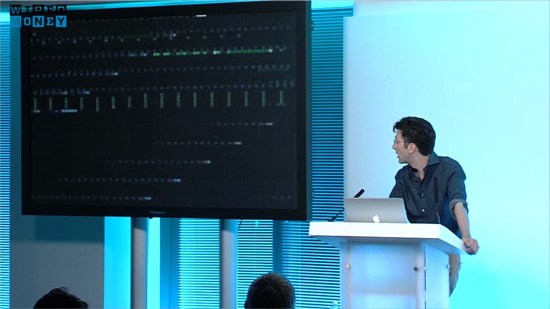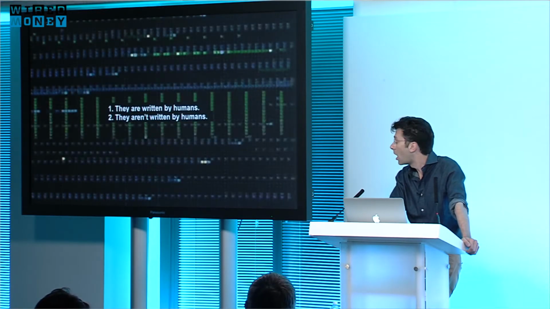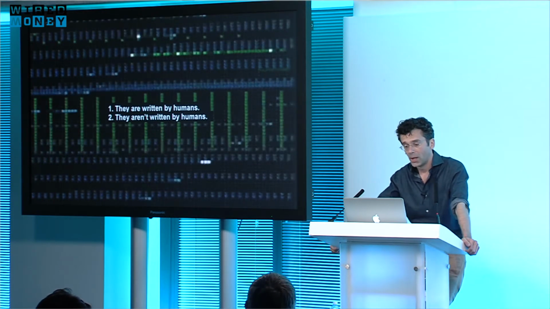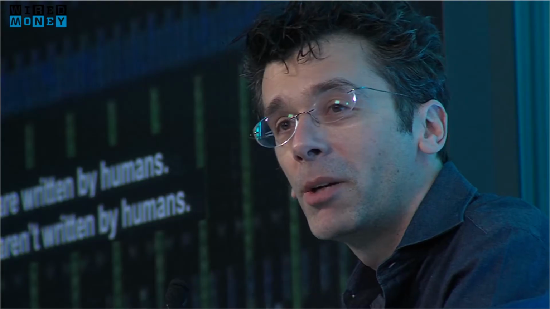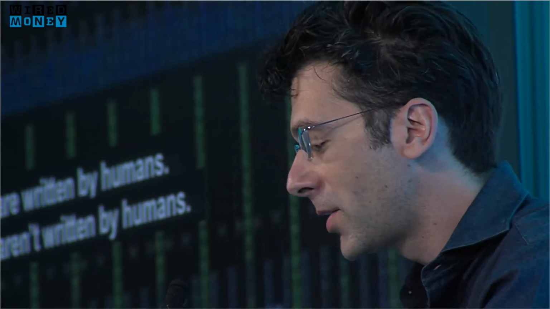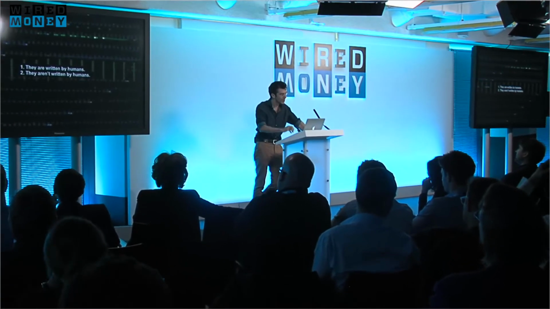Basically, the 2 ways they can get built is either they can be written by humans or they can not be written by humans. And both of these are extremely problematic. So when they're written by humans, it means that somewhere inside there's a human idea in there, right? That there's actually some kind of ideology, right?